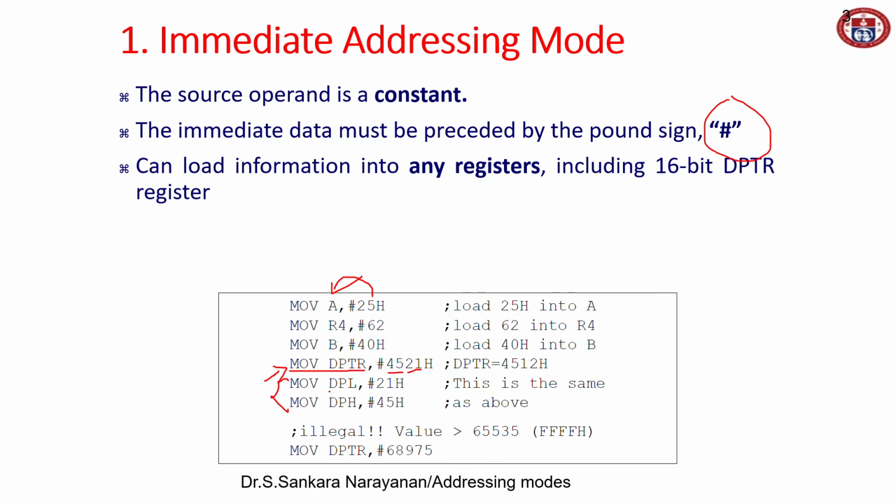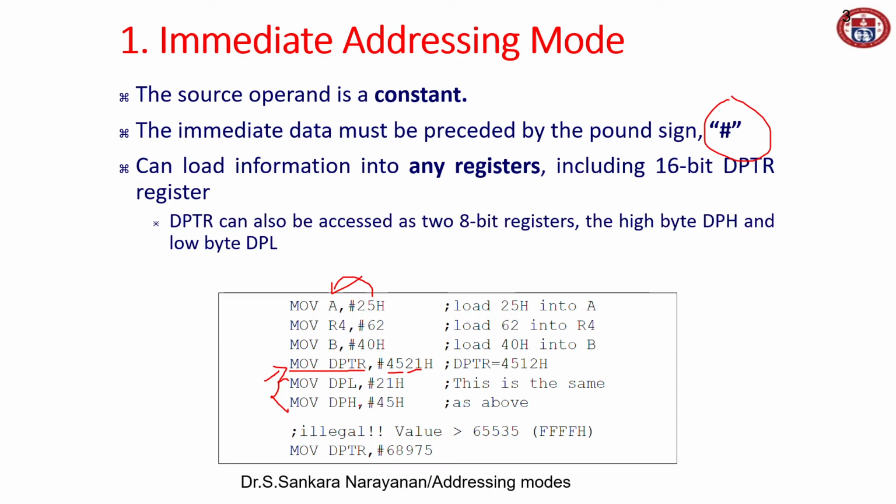MOV DPL, #21H. The 21 is moved into the lower byte of the 16-bit data pointer register, and 45 is moved into the higher byte of the data pointer register. So this is immediate addressing mode. The data pointer can also be accessed as 8-bit registers, as I told, the higher byte data pointer register and the lower byte data pointer register.